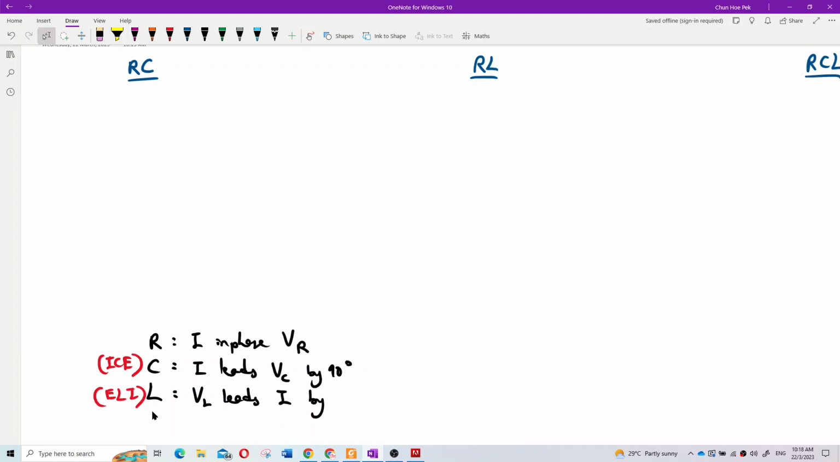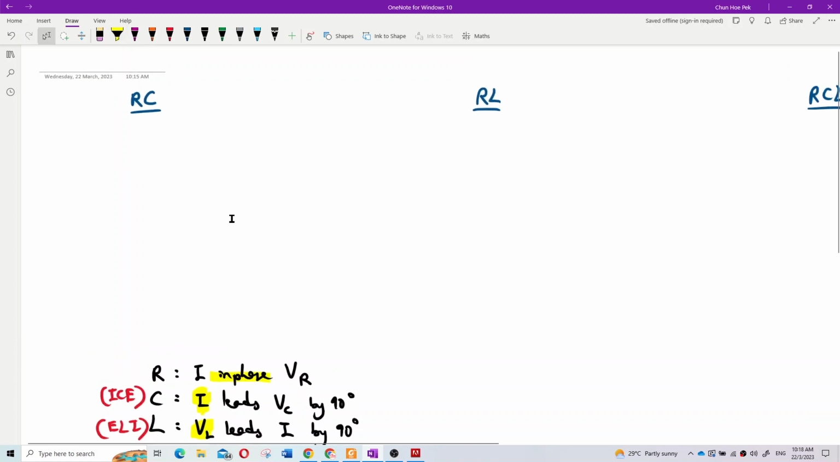VL leads current by 90 degrees. So VL leads current by 90 degrees. So we know this: capacitor is current, inductor is voltage. Remember that. And the resistor is in phase. So we know that.